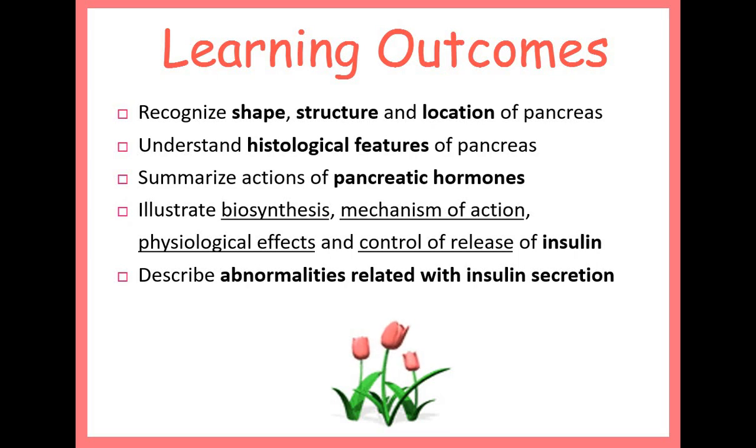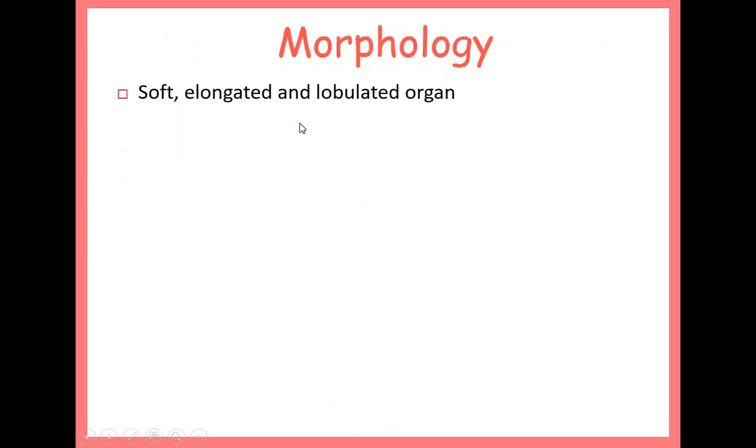Okay, so let's start with the first one, that is the morphological characteristic of the pancreas. So it's basically a soft, elongated and lobulated organ, right? So pancreas as such, in Latin terminology, pan refers to all, and creas refers to flesh, right? So it's all flesh, that is all soft, and from that the name has been derived. That is the etymology of pancreas.